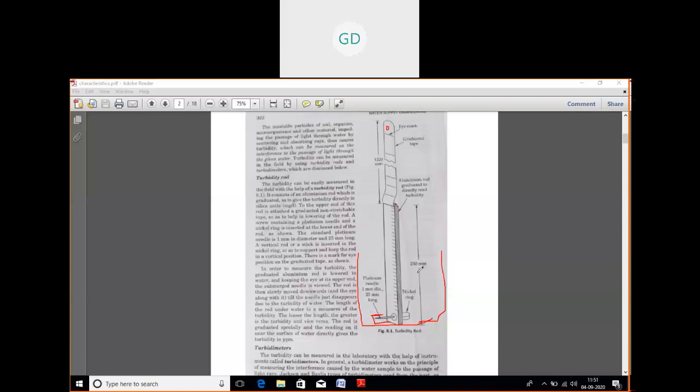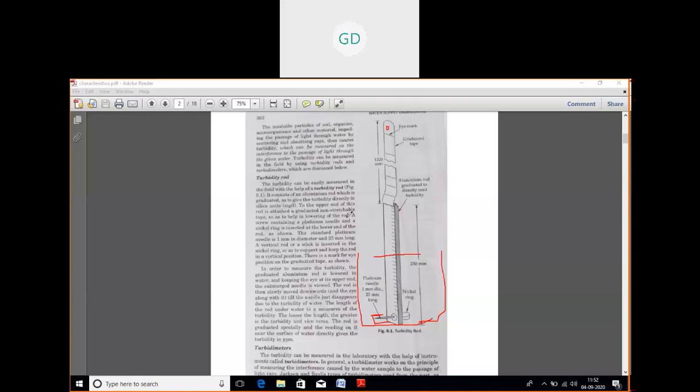Okay, and you see the graduation mark. There will be some volume of water, so you see the graduation mark, and that will be your turbidity. That much turbidity is present in that water. So like that, using this turbidity rod you can see how much turbidity is present in your water sample. Turbidity rods are used in the practical field, where a large surface source of supply is a very large one.